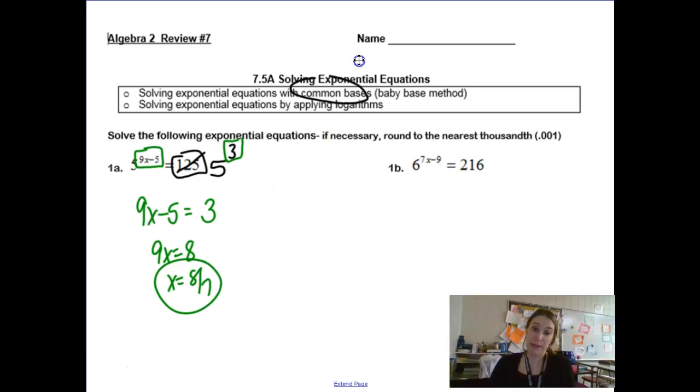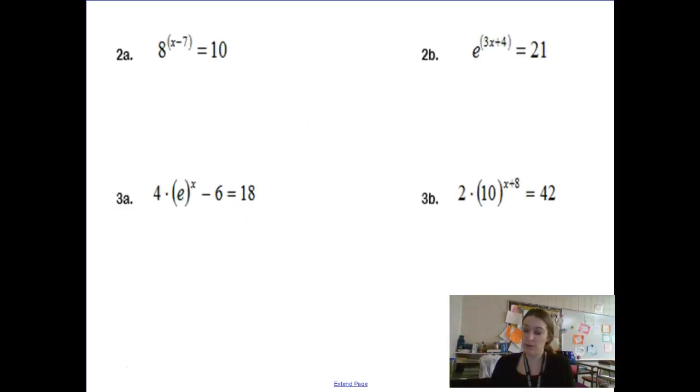Alright, so I like that method. You don't have to use that method. You could always apply logarithms to bring exponents down, but the common bases are awesome. When I look at 2a though, 8 and 10, they don't have any common bases. So in order to bring this exponent down, we're going to have to apply a logarithm or a natural logarithm. And we choose those two types of logarithms because of the quick keys on our calculator's keypad. If I use a different type of logarithm, I have to use change of base method on top of that.